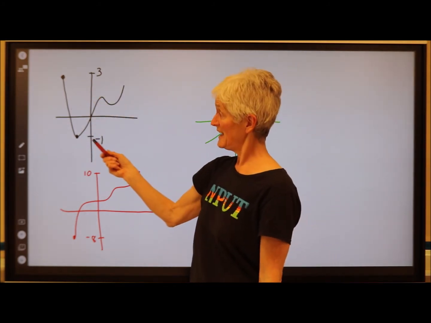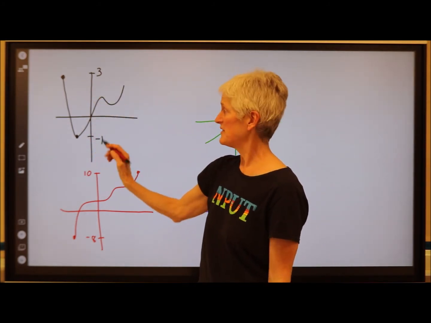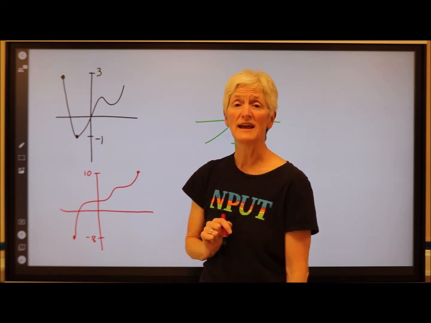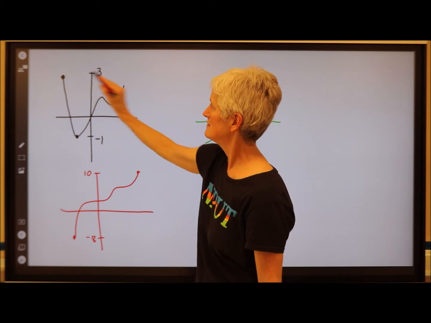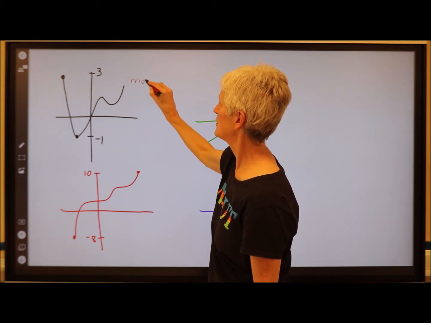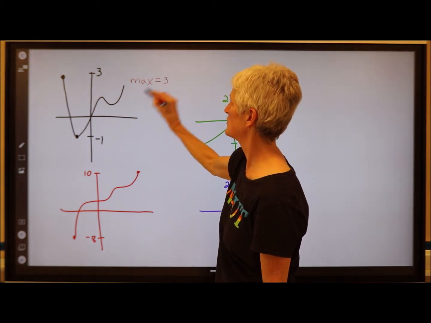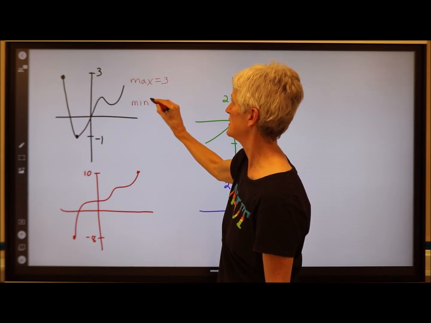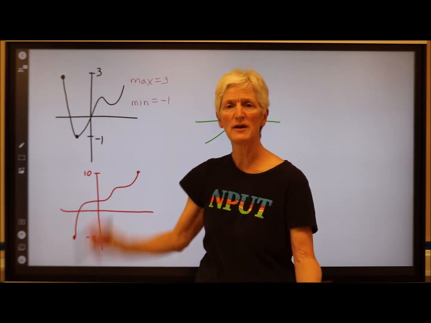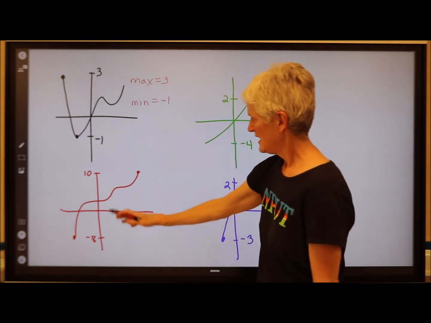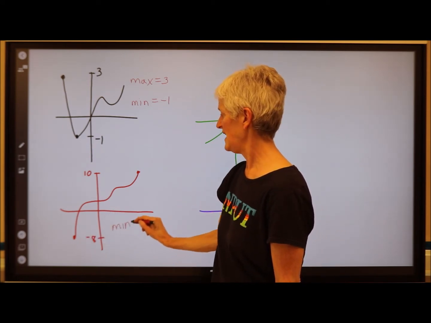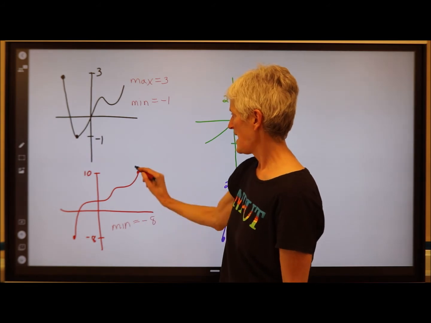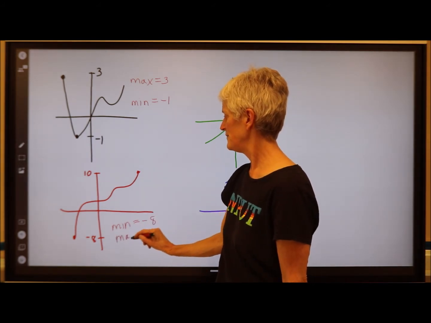Looking here, I would be able to say my minimum value is -1, and my maximum value looks like 3. So my maximum value is 3 for this one, my minimum value is -1. Okay, I'm just looking for my y values. Let's look here. It looks as though my minimum value is going to be -8 here. My maximum value looks like 10.